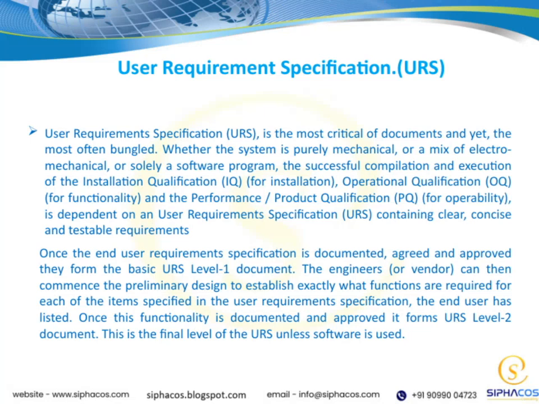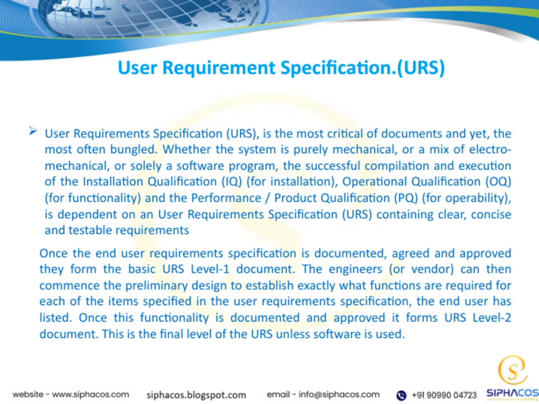Once we have documented, agreed upon, and received approval for the end-user requirements specification, it becomes what we call the URS Level 1 document. This document essentially serves as the foundation for the project. From there, our engineers or vendors can start the preliminary design process.